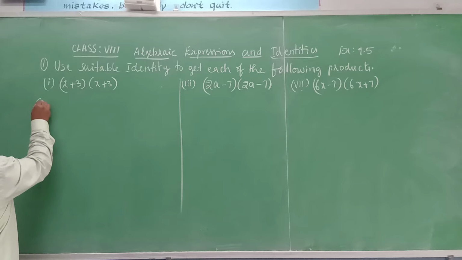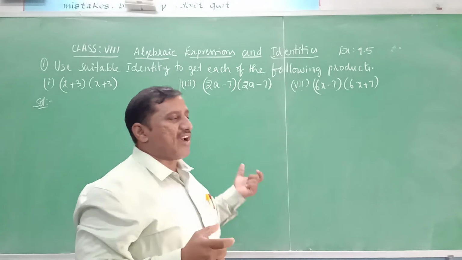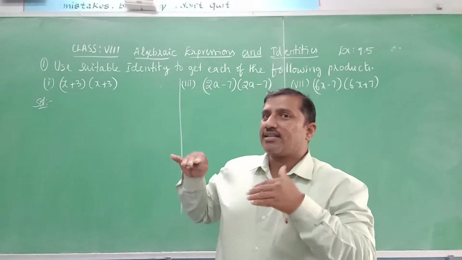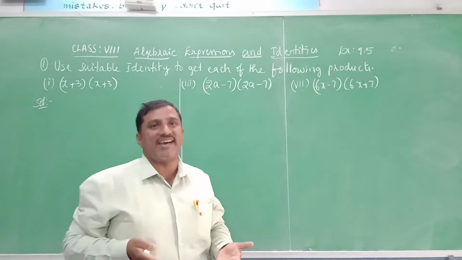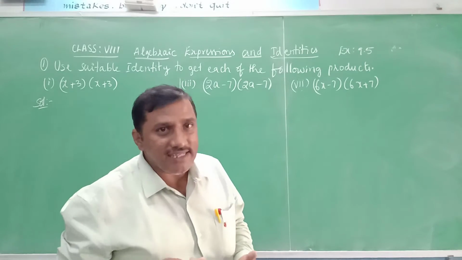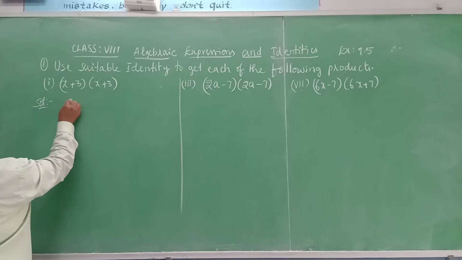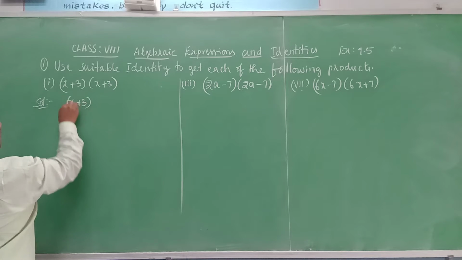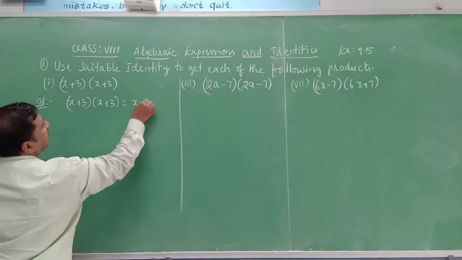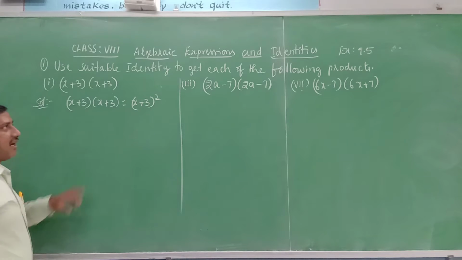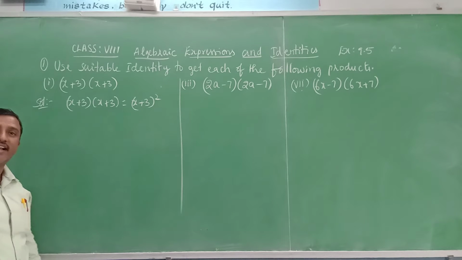If you observe this, (x plus 3) into (x plus 3), two factors are there, and the two factors are the same. We know a into a is a square, b into b is b square. Similarly, (x plus 3) into (x plus 3) is equal to (x plus 3) whole square. Now, the given expression is in the form of which identity?